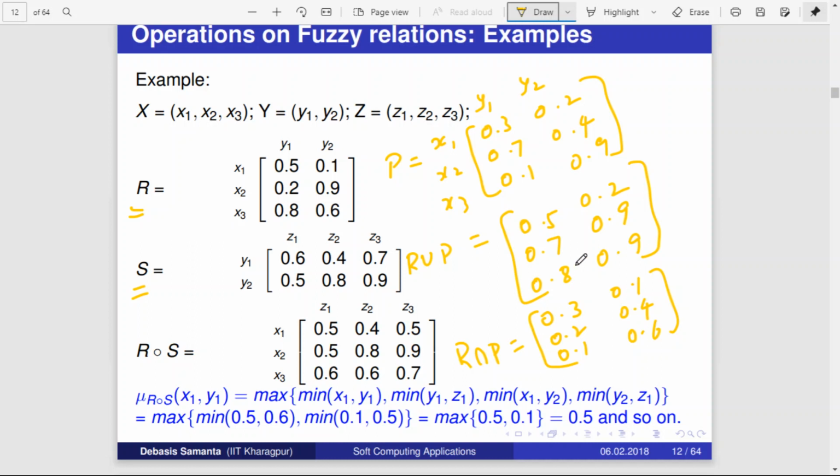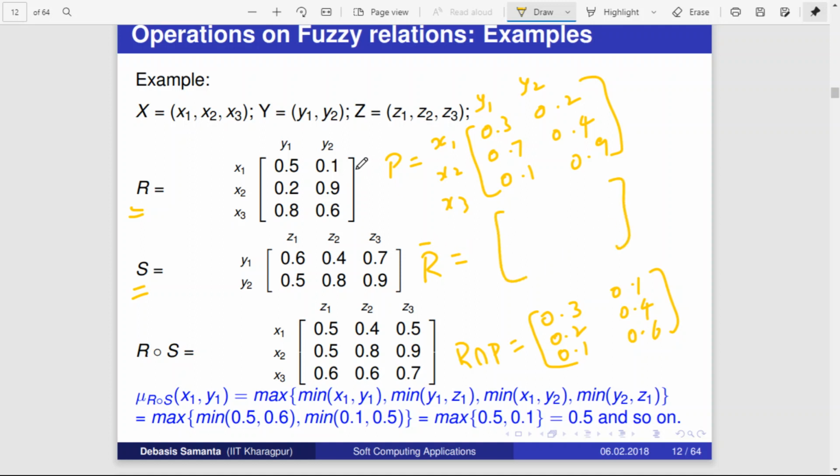Similarly, if you want to calculate R complement, it is nothing but 1 minus R. When you calculate 1 minus relation R, what you get is called R complement, or R to the power C. So 1 minus 0.5 is 0.5. 1 minus 0.1 is 0.9. 1 minus 0.2 is 0.8. 1 minus 0.9 is 0.1. 1 minus 0.8 is 0.2. 1 minus 0.6 is 0.4. So this is R complement.